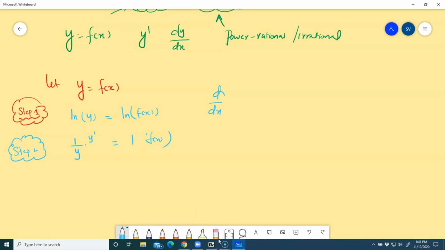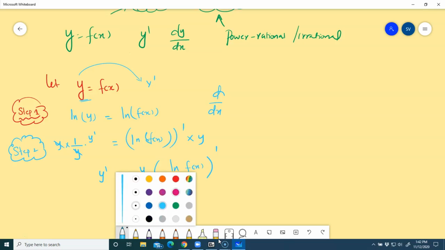This is the derivative of ln of f of x. That means you have to find the derivative. Our objective is to find the derivative of this function y. So what is the derivative of the function y? It will be y dash. We have a y dash here. So to get this y dash, eliminate y on both sides by multiplying by y, it cancels out. So this is y dash equal to y times the derivative of ln of f of x.